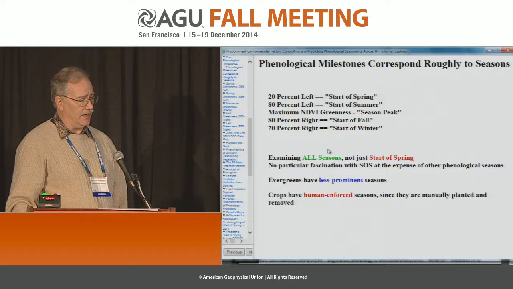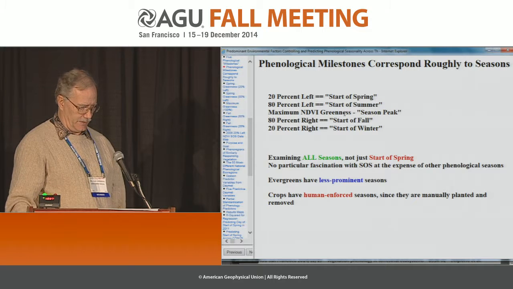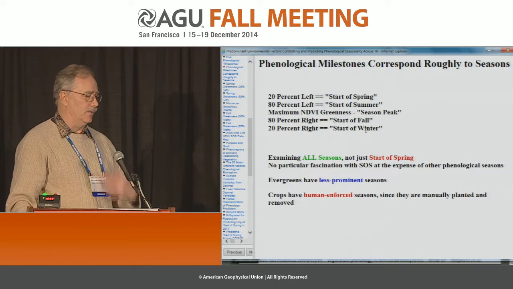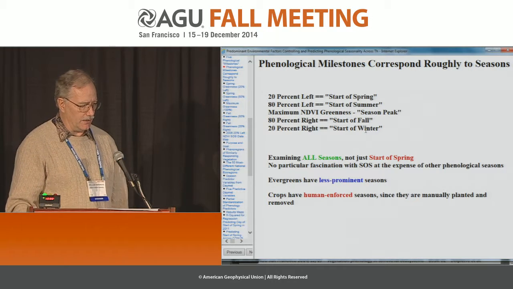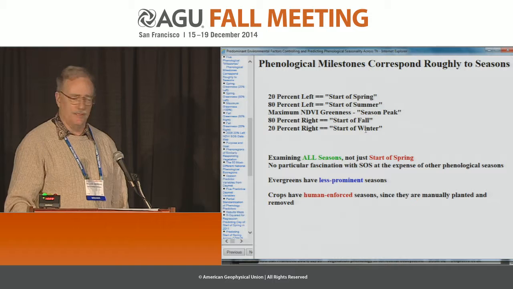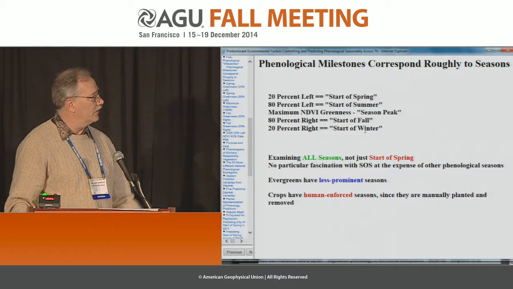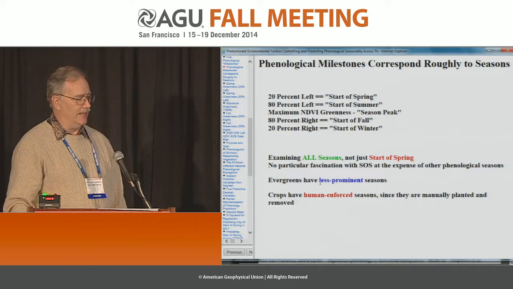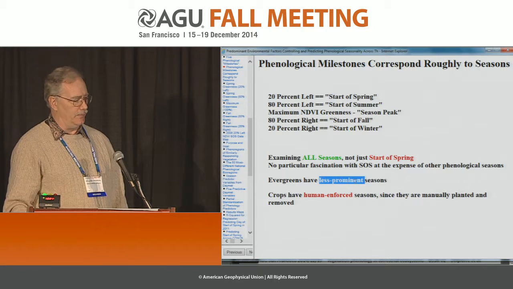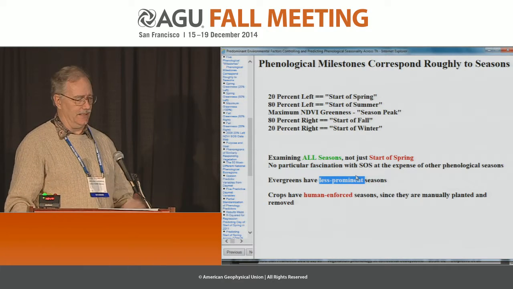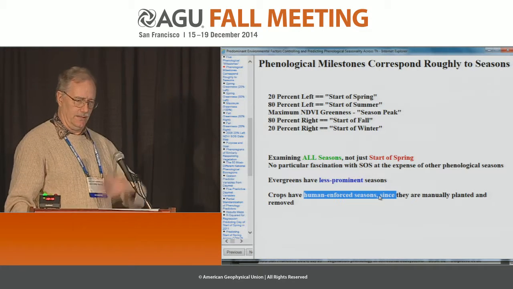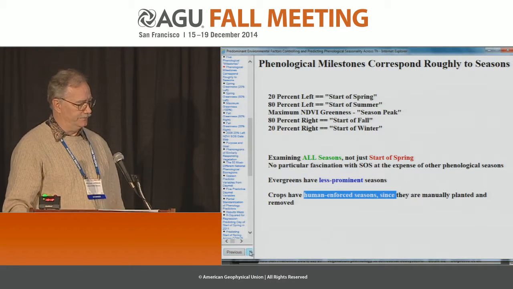So we think that these phenological milestones, as we've selected them, correspond roughly to start of spring, start of summer, the peak of greenness, start of fall, and start of winter. So we're trying to examine all seasons, not just start of spring. We have no particular fascination with start of spring at the expense of others. And of course, we can imagine that mixtures that predominate in evergreens have less prominent seasons, and of course crops are going to have human enforced seasons since they're placed out and then removed.